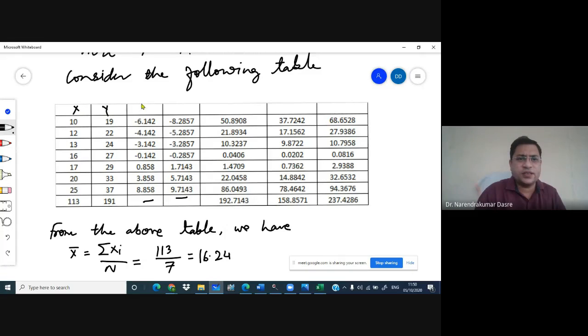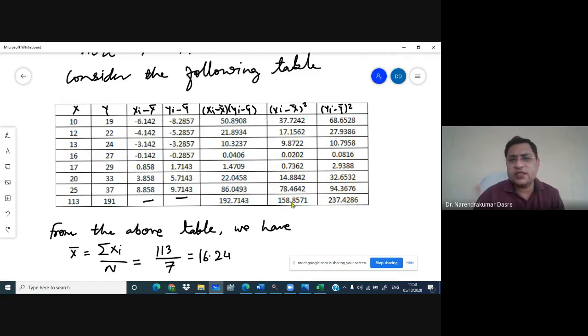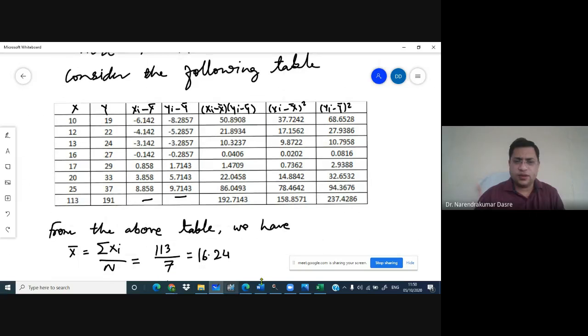This is your x. This is y. This is xi minus x bar. This is yi minus y bar. This is xi minus x bar into yi minus y bar. Then xi minus x bar whole square, and this is yi minus y bar whole square. For this example, we are interested in these two values only. This is the extra that I have calculated. If we want to find the line of regression of x on y, then this table is useful.